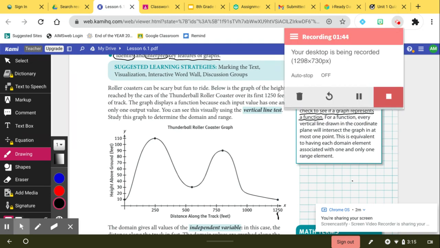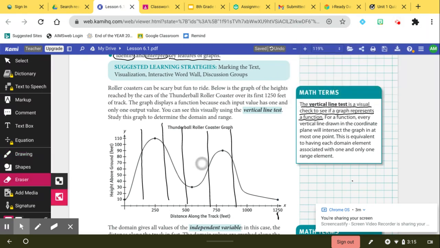So I'm going to show you how you can use the vertical line test to prove this is a function. Anywhere I draw a vertical line, if it's a function, it's only going to intersect the graph at 1 point. Vertical line, vertical line, vertical line. Anywhere I draw a vertical line, it's only going to cross at 1 point. So this is a function. Erase that because we're going to be using this.